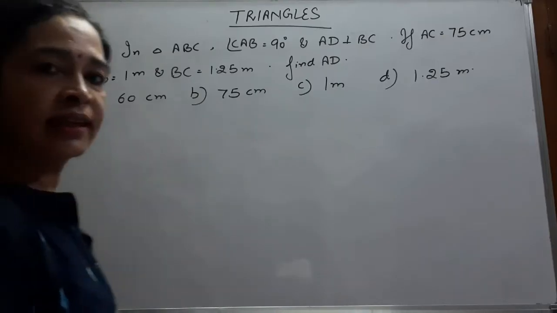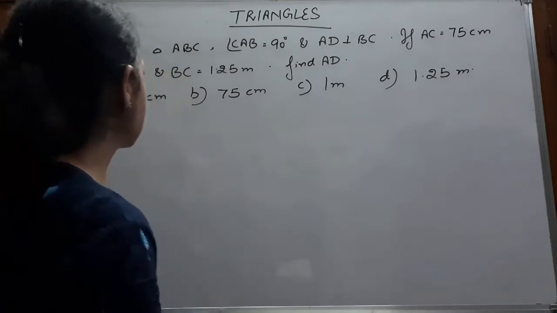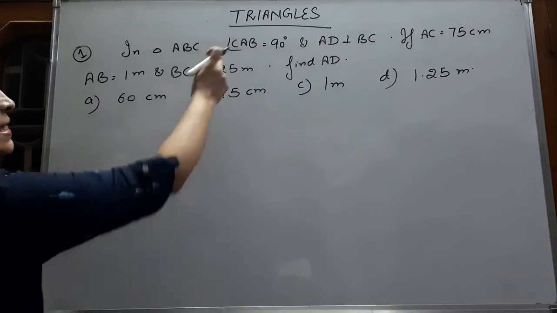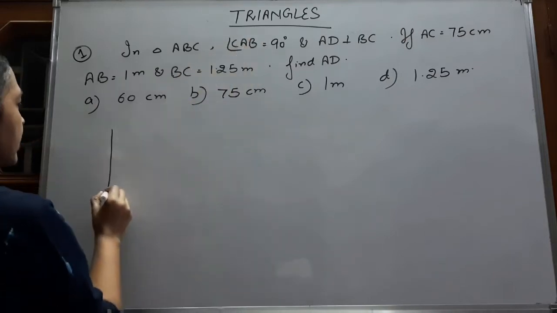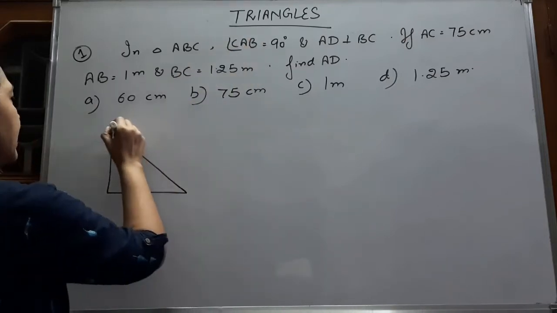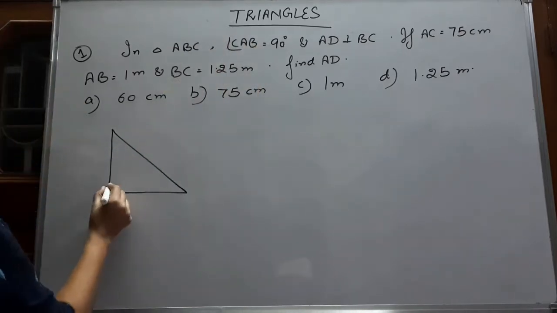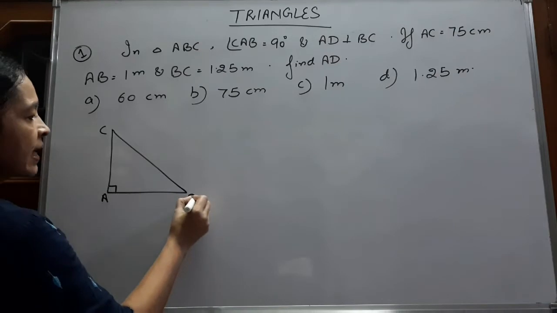Hello students, let's do some more questions on triangles. In triangle ABC, angle CAB equals 90 degrees. Say this is triangle ABC. Angle CAB, this is angle A. Angle CAB is 90 degrees.